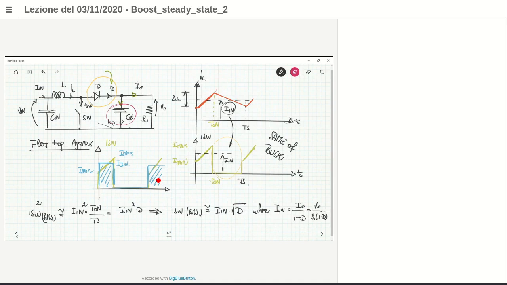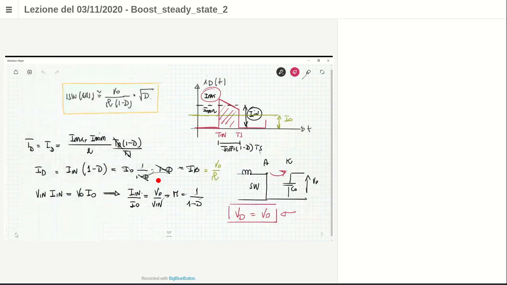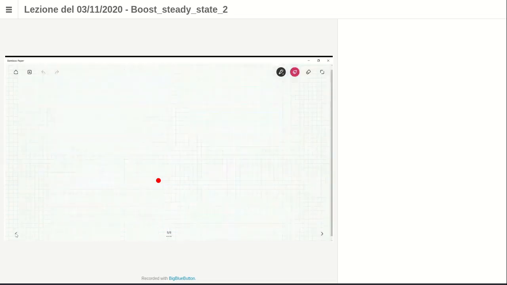Just for computing the root mean square value of the output capacitor current, I need the root mean square value of the diode current. It's not a parameter that is useful for buying the diode. I need it for the computation of the output capacitor current.